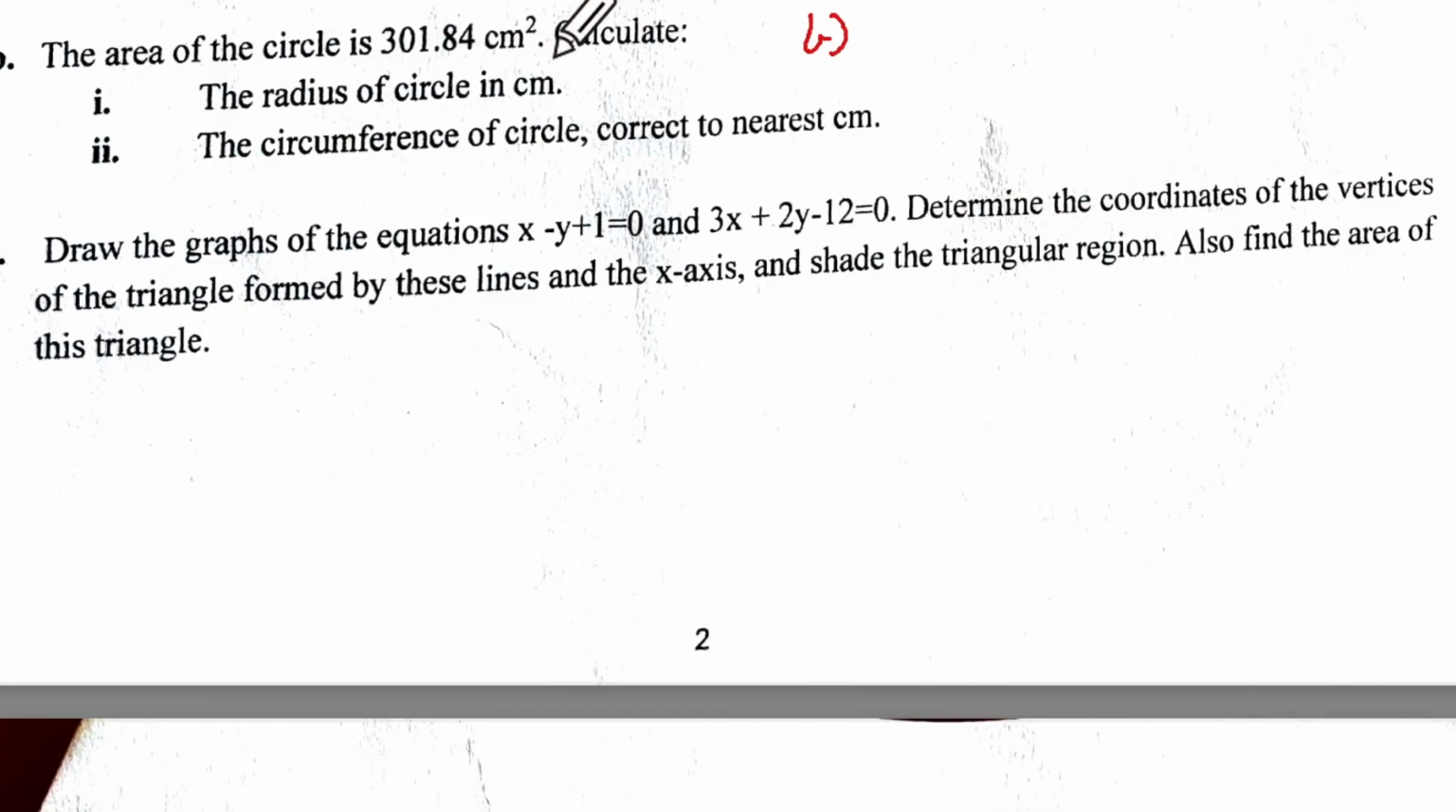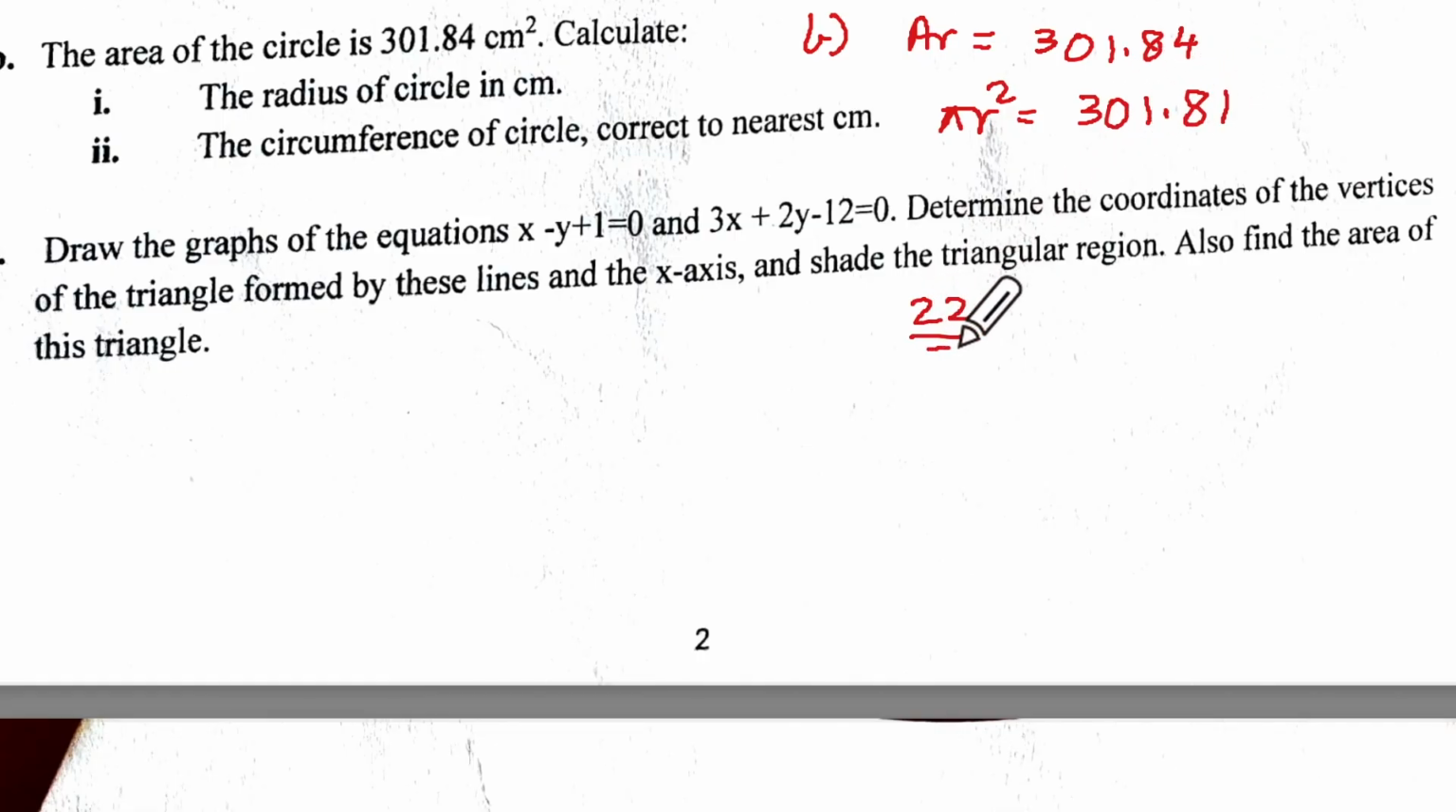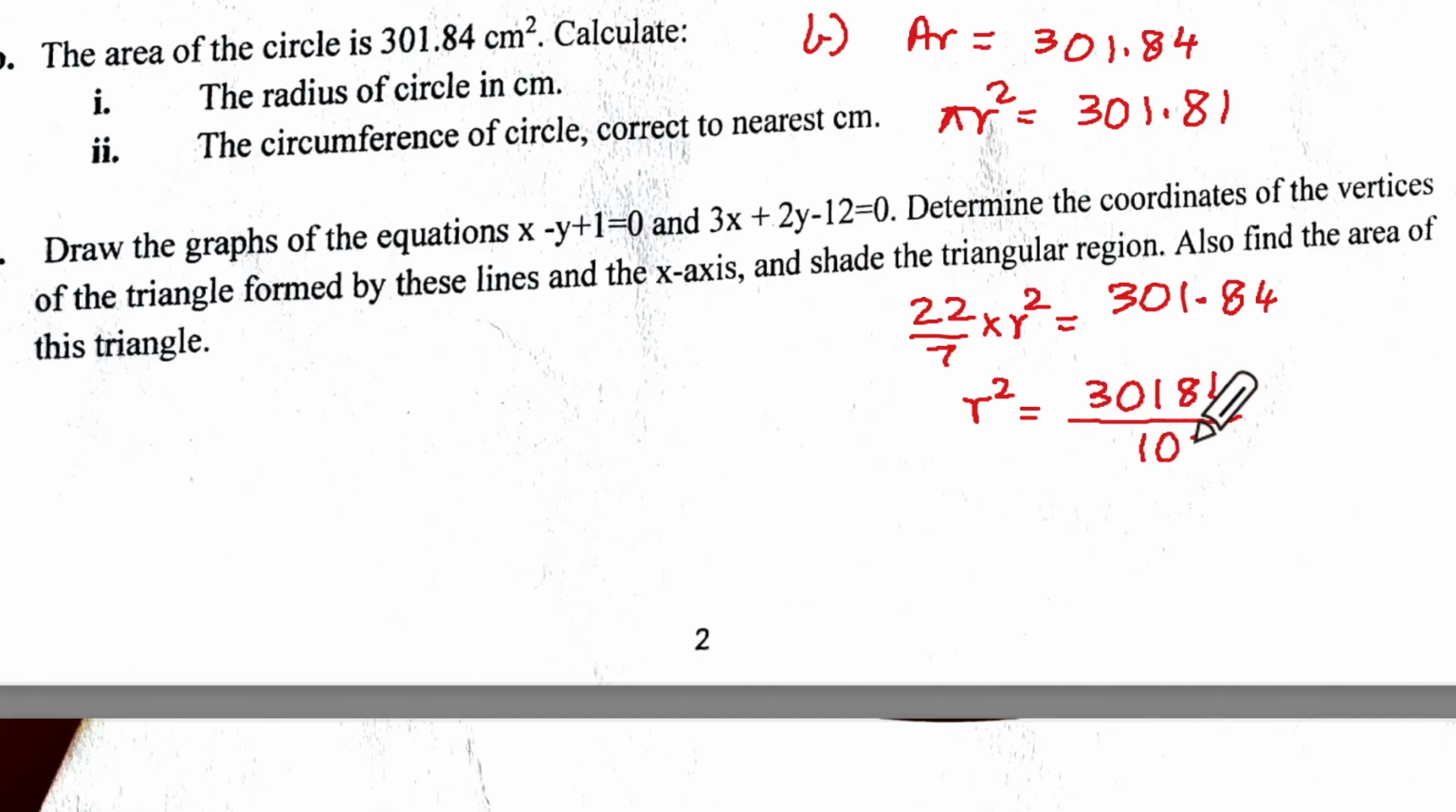Now tell me, area of the circle is this given. Calculate the radius. So can you see if area is equal to 301.84, area means what? Pi r square, and that will be 301.84. So you will say 22 upon 7 into r square is equal to 301.84. So r square will be equal to 30184 upon 100, correct, into 7 upon 22.